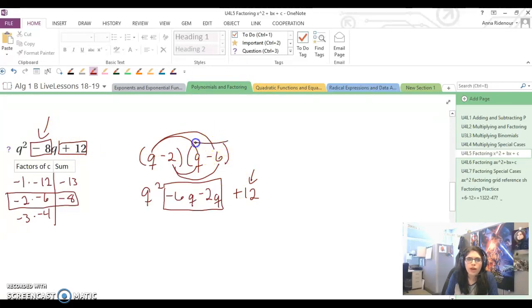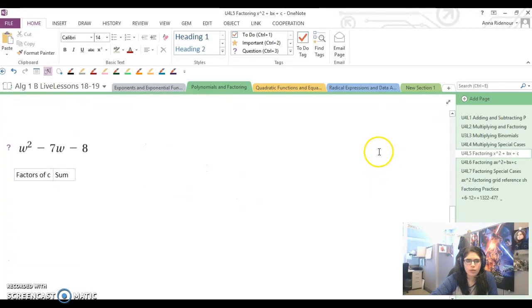So the final answer should be this right here, q minus 2 in parentheses times q minus 6 in parentheses. So that is your final answer, but you can always double check it by using FOIL to make sure you end up with the same thing.